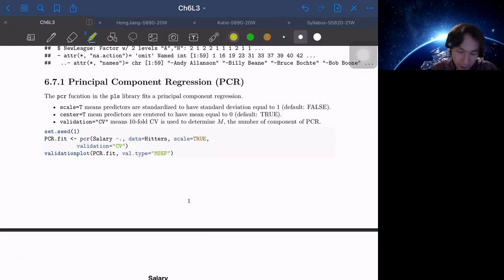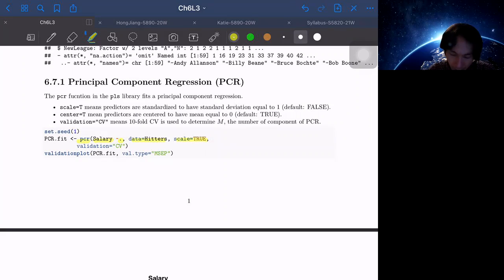And we use the pcr function. So this works just as a regression model. The salary is Y, and the dot is the other variables. So we predict, or we explain, the salary by the other variables. And we specify the data set and the scale.